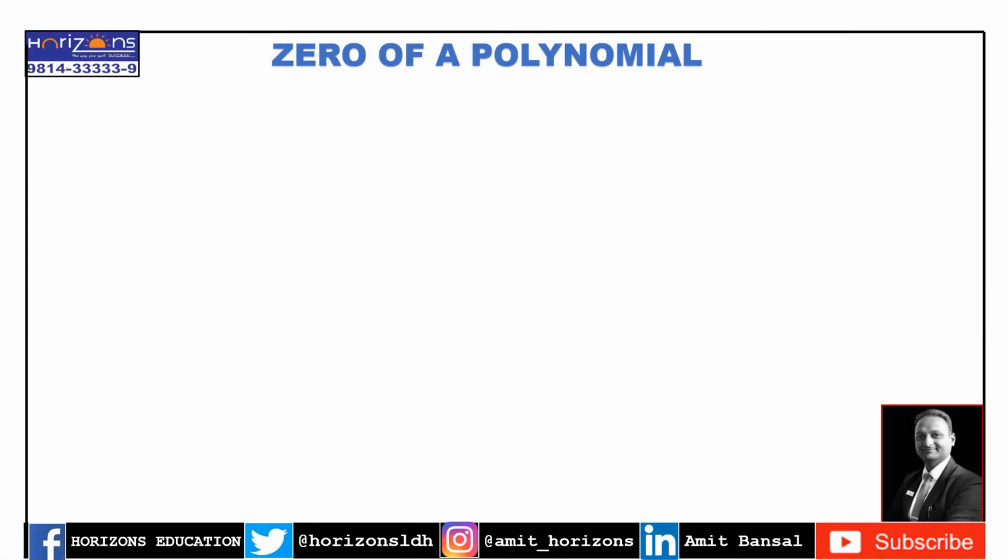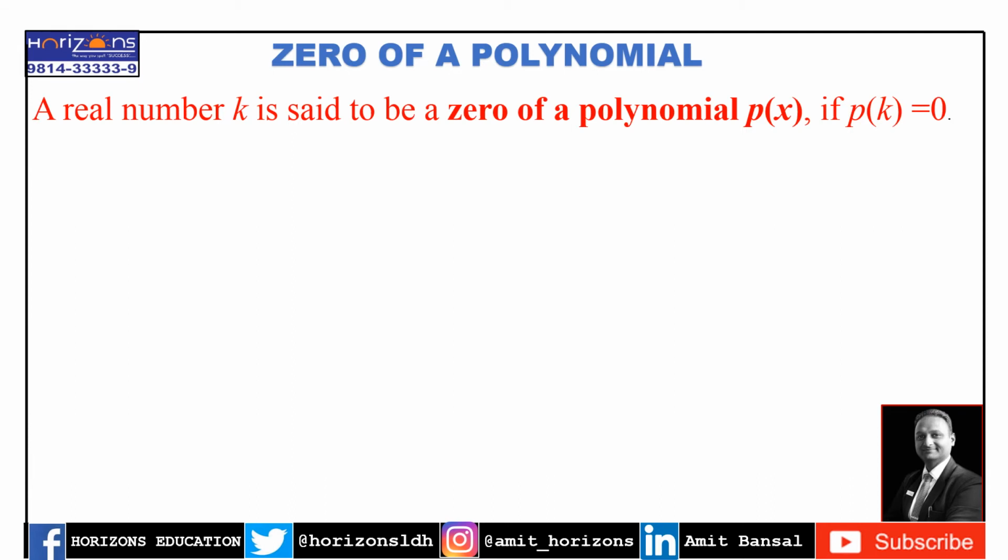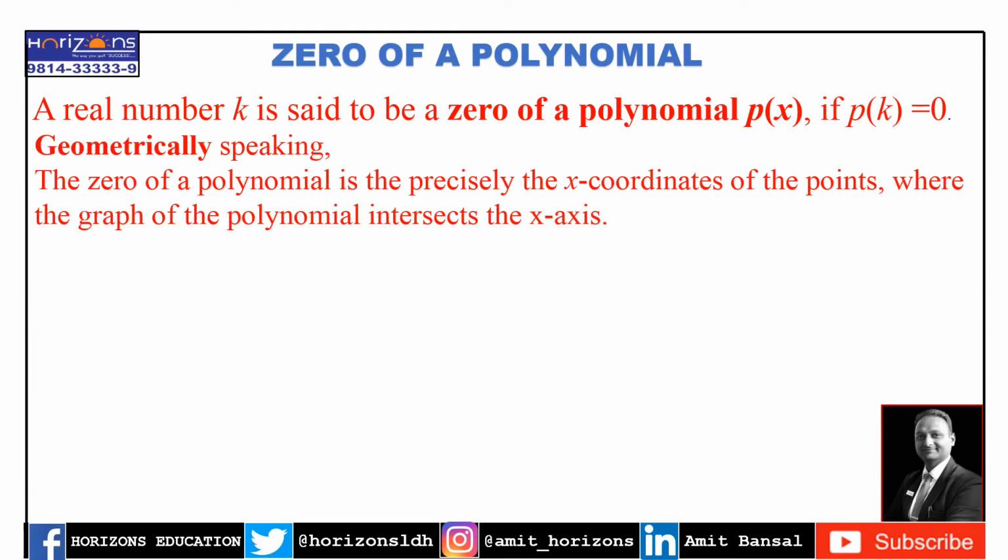What is a 0 of a polynomial? This thing we have done in ninth as well. So let's do it again. A real number k will be called a 0 of a polynomial p(x) if p(k) is equal to 0. Which means, friends, that if you replace x by k in a polynomial and you get 0 as the value of the polynomial at x equal to k, then k will be called the 0 of the polynomial.